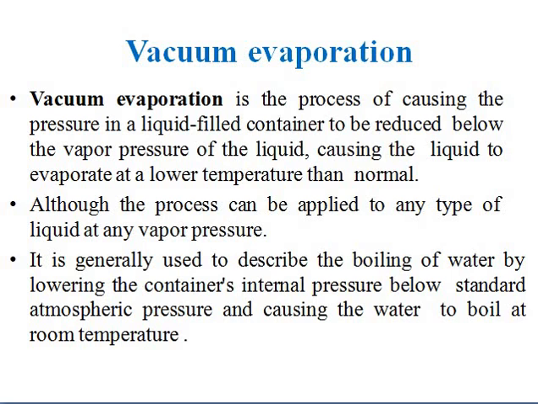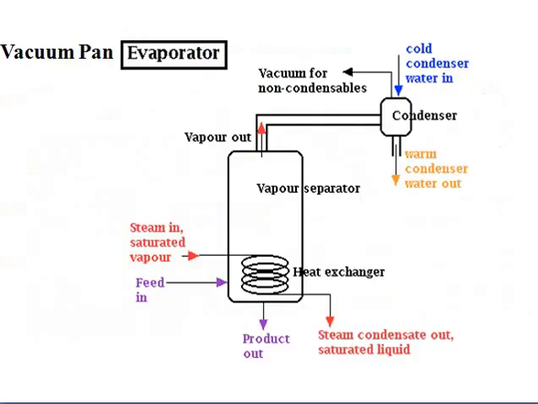This is designed for sophisticated food products that are very heat sensitive. Particularly these vacuum evaporators are used to evaporate or reduce the moisture content in the food product. So this one is the general construction of the vacuum pan evaporator. You can easily see here that this one is the feed in, so feed will enter from this section, and this one is the heating coil, or we can say the heat exchanger will be there.